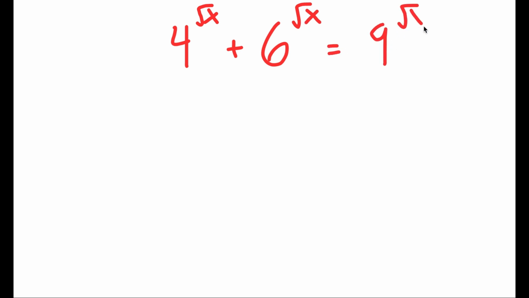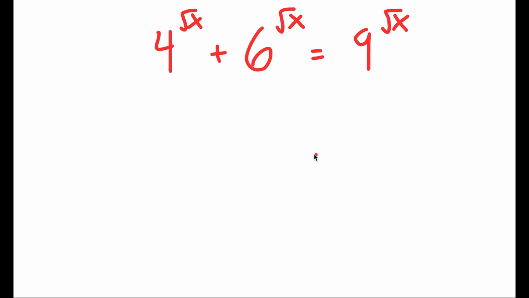Alright, so in this video, I'm going to solve the equation 4 to the power of the square root of x plus 6 to the power of the square root of x is equal to 9 to the power of square root of x. So at first glance, this problem looks pretty challenging because we not only have x as an exponent, but we also have it in a square root.